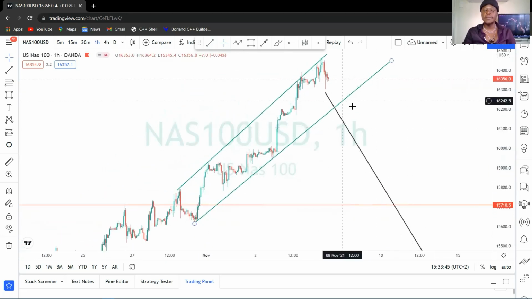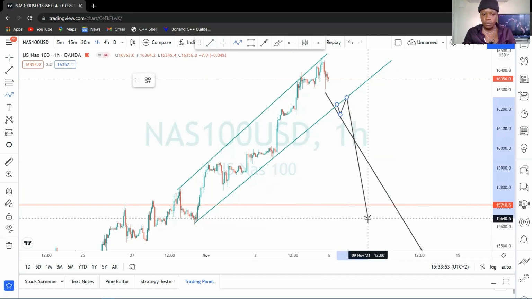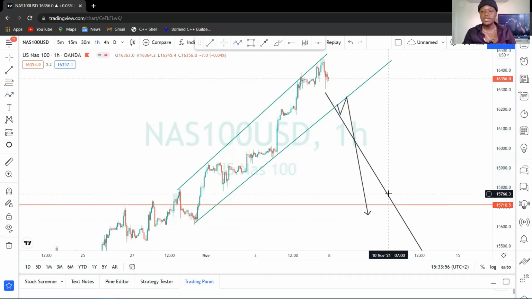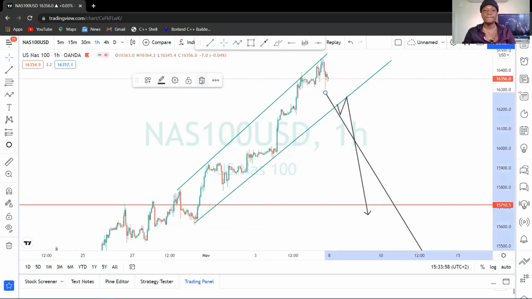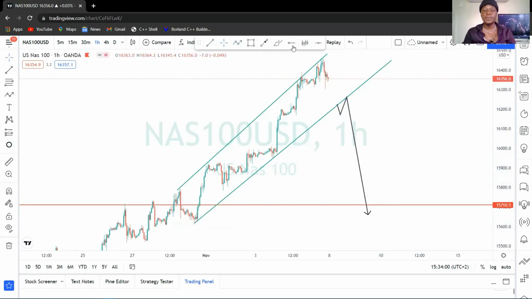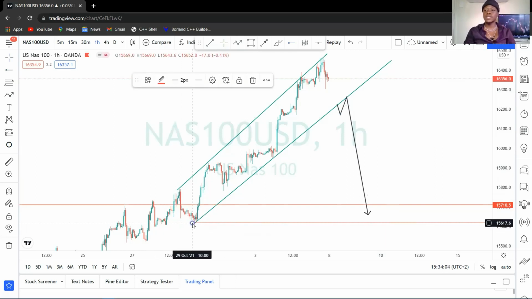So if we break here, we are waiting for Nas100 to do something like this, give us a retest, and then we are waiting to take our profit on our 90% rule. Let's just go and erase this. We are waiting to take our profit somewhere around here, that's where we're gonna take our profit.